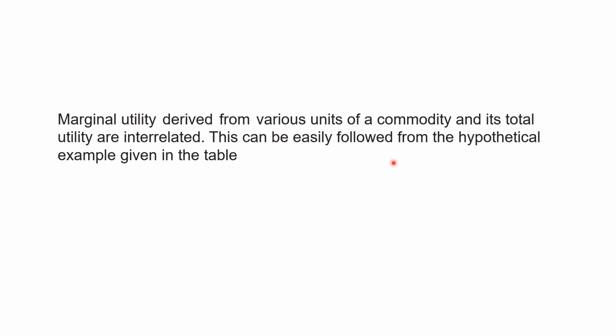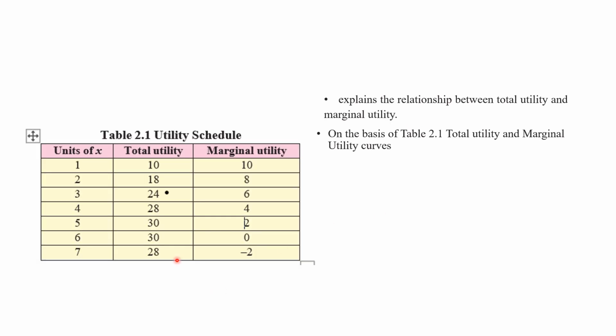This can be easily followed from the hypothetical example given in the table. Hypothetical, as I told you, means it's not true. It's just a prediction or an assumption made in the mind of the economist. So here is one table. It shows the units of commodity, maybe one apple, two apples, three apples, four apples, five apples.